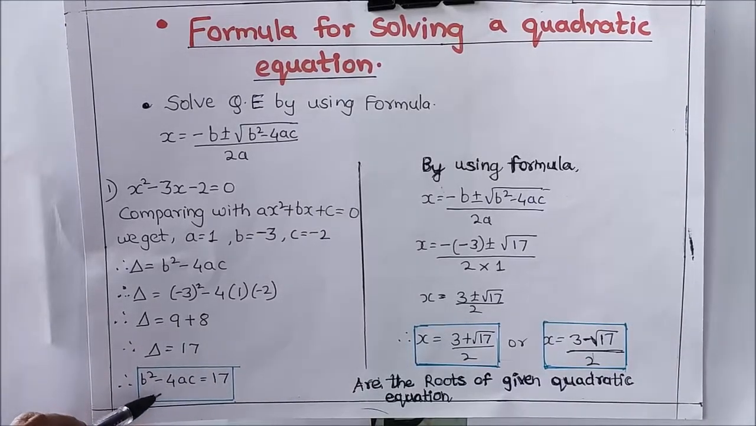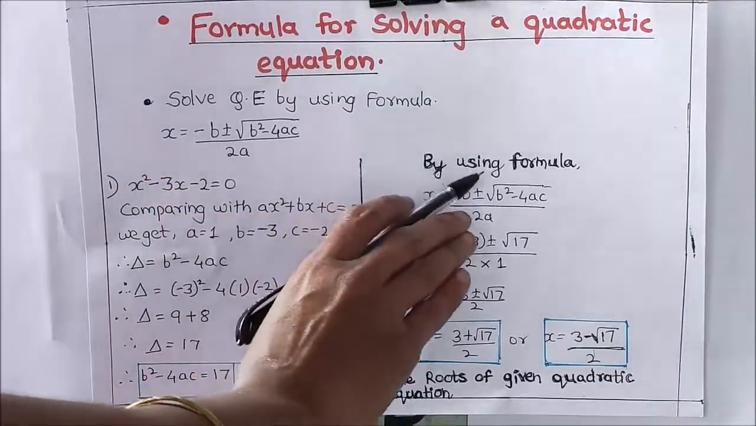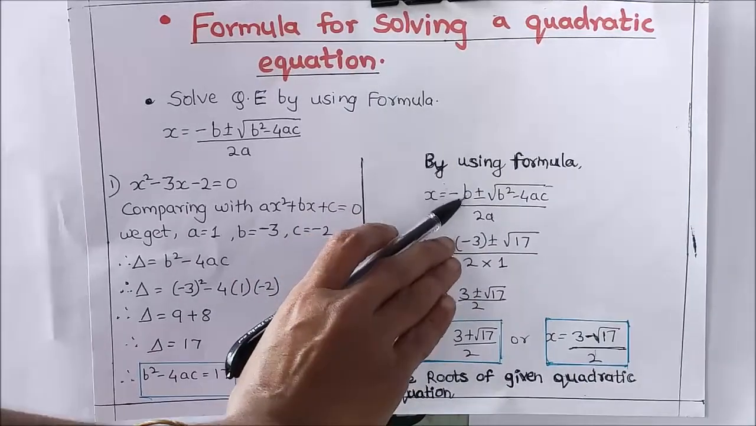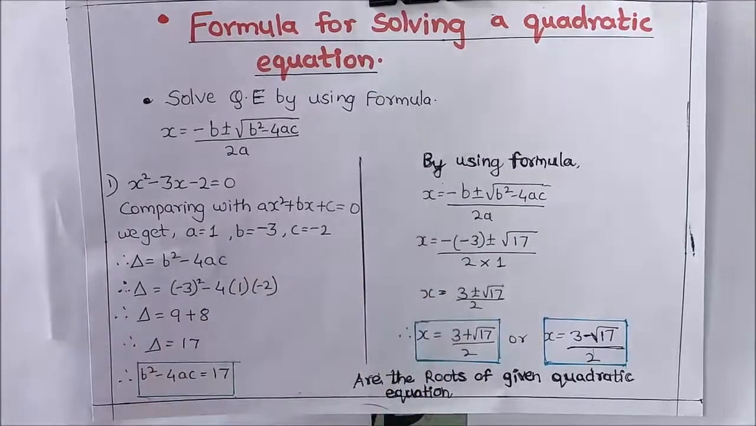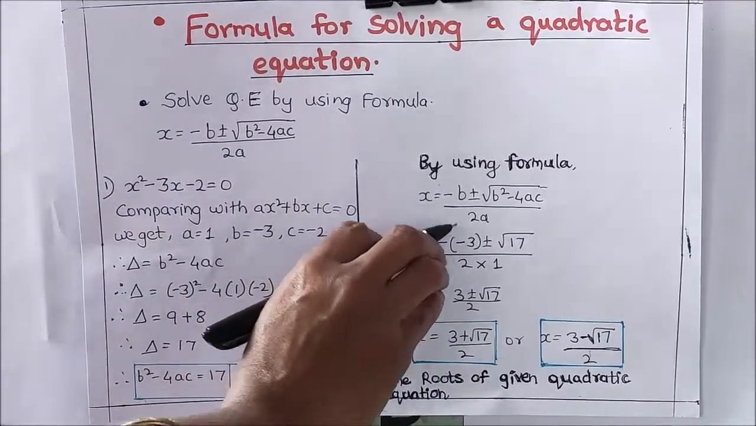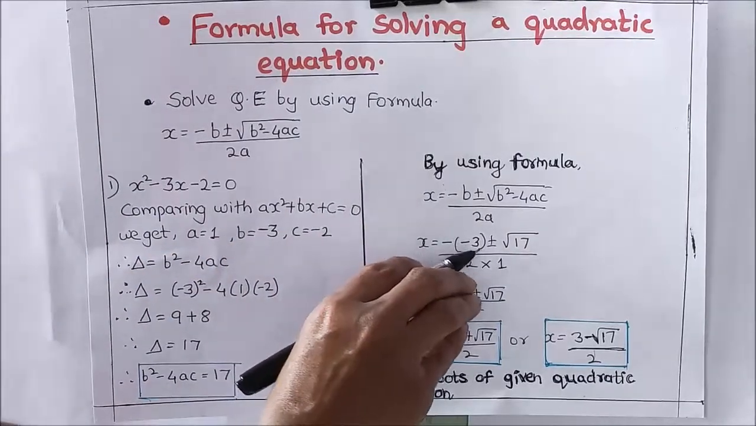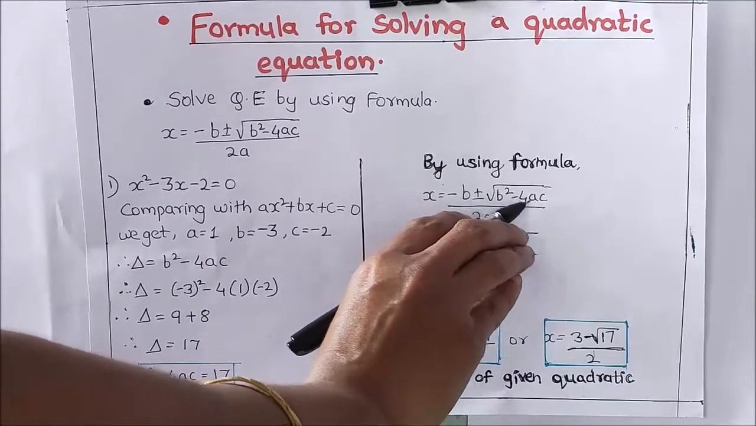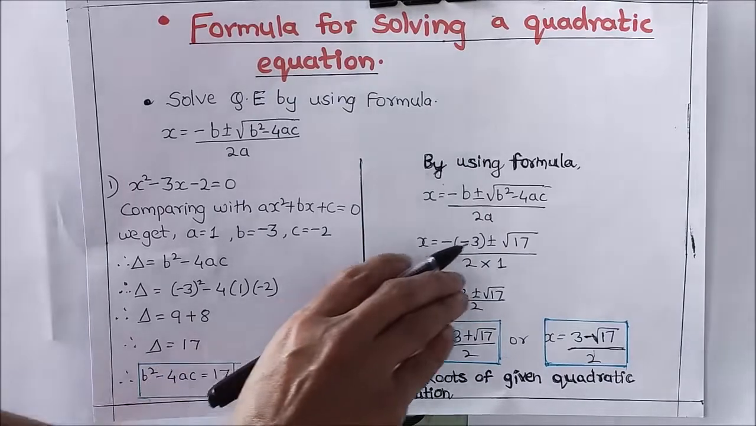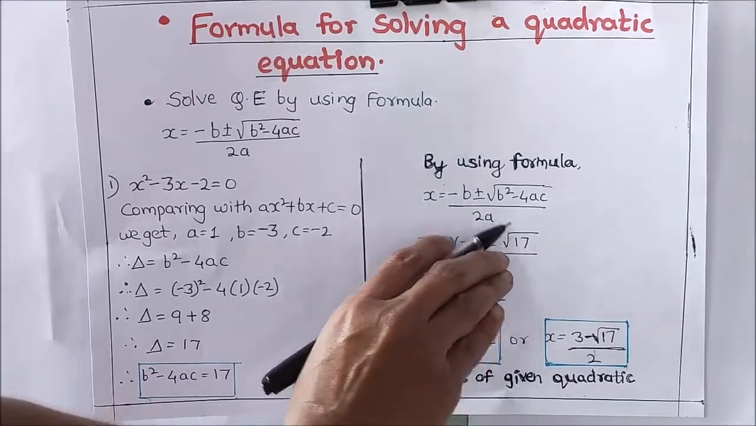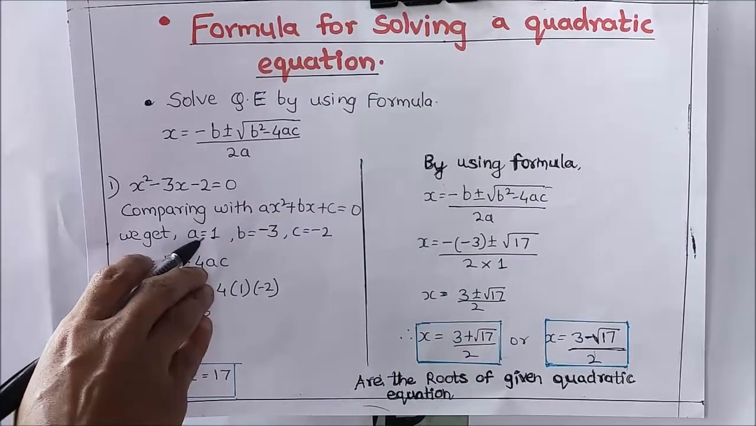Now, we will substitute this value of b square minus 4ac into this equation by using the formula. X equals minus b plus minus root of b square minus 4ac upon 2a. Now, x equals minus b, value is minus 3. I will write in the bracket minus 3 plus minus root of b square minus 4ac. I have got the value of b square minus 4ac is 17. So, I will just write as root 17 upon 2 into 1, that is a value is 1.